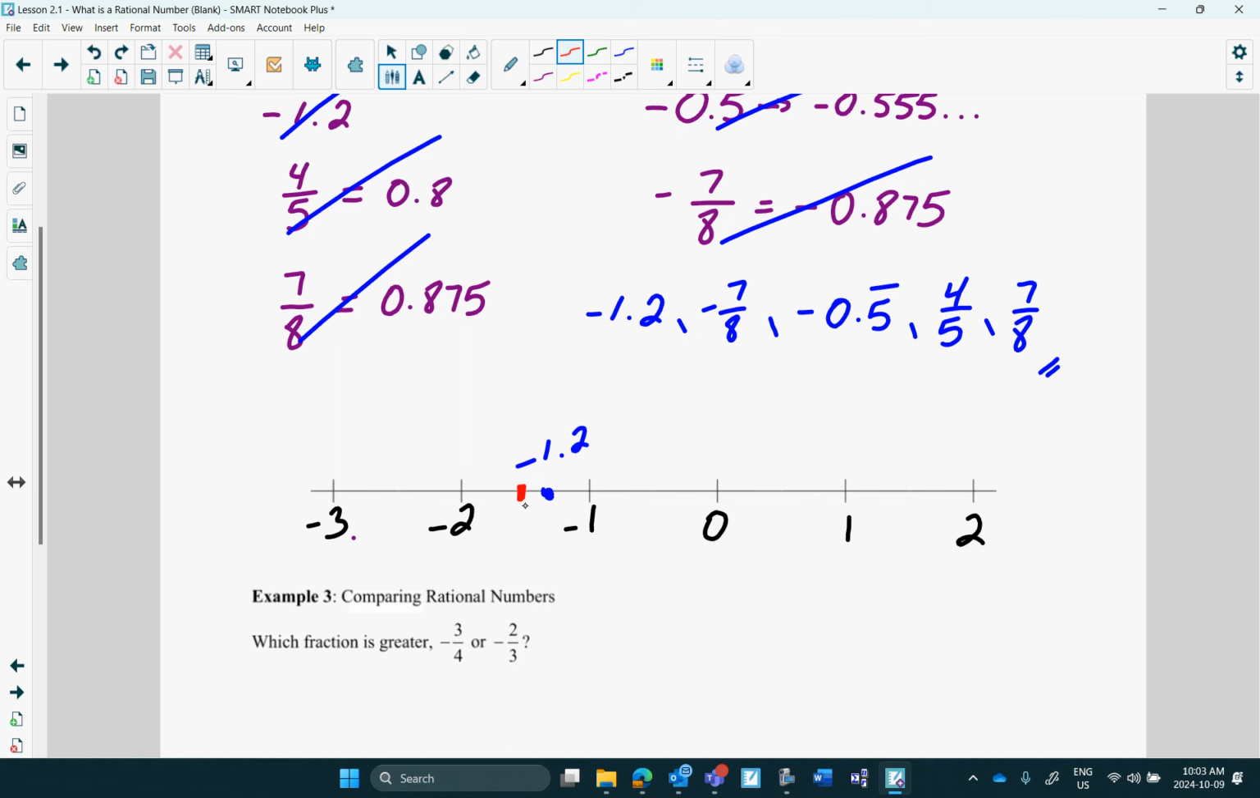-7/8 is between which two integers? 0 and -1. Is it closer to -1 or is it closer to 0? It's closer to -1 because this would be here. This would be -0.5. -0.875 would be somewhere around here.